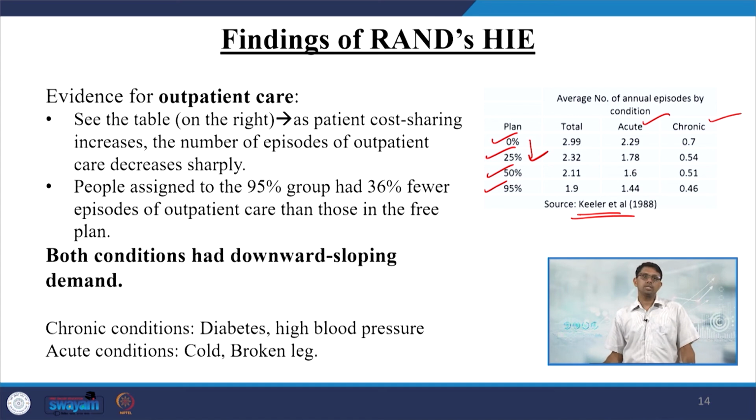Chronic conditions are, for example, diabetes and high blood pressure, while acute conditions are, for example, a cold or a broken leg. Chronic conditions are prolonged and require consistent consultations. So, accordingly the episodes vary, and as price increases, of course the demand or number of consultations decreases.